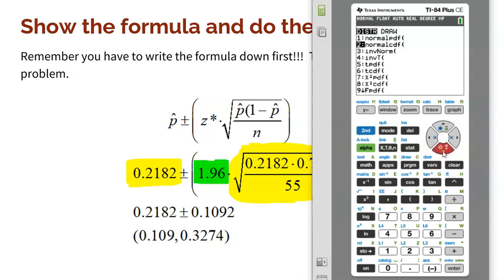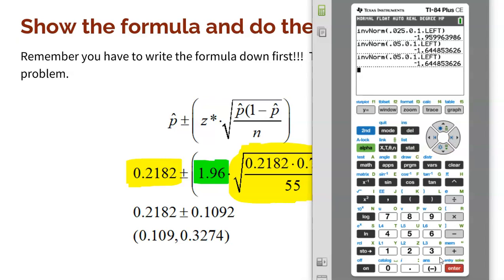But if the problem said 90%, right? 90% is a little bit worse, but okay, whatever. Then I would have to put 90% in the center, or 5% to the left, right? 5% to the left, 5% to the right, 90 in the middle. It's all the same thing. That would be a z-star of 1.645.